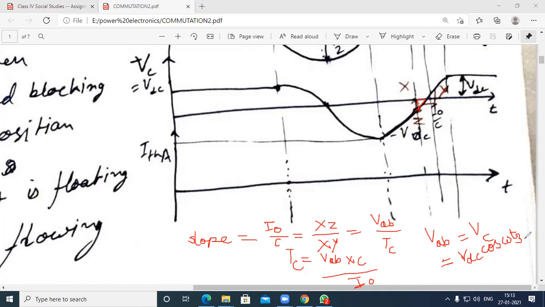At T3, you can see that I naught equals IC, since the thyristor current is equal to 0. And what is IC? IC equals VDC root over C by L.